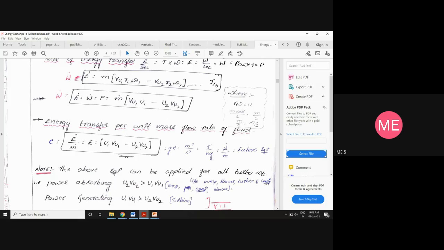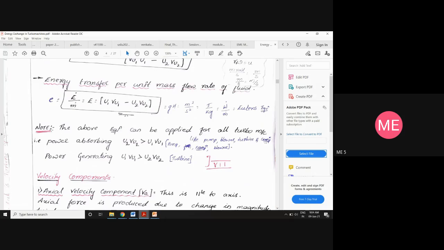How did we get this? What is the unit for this? Meter square per second square, joules per kg. I can write the unit for this as meter square per second square or joules per kg. That is called Euler's turbine equation. Remember, small e or w is called Euler's turbine equation.